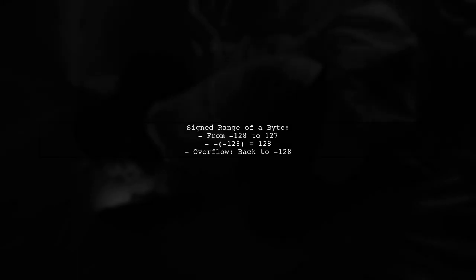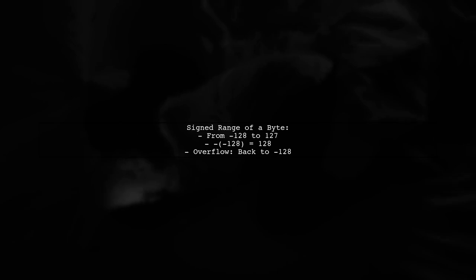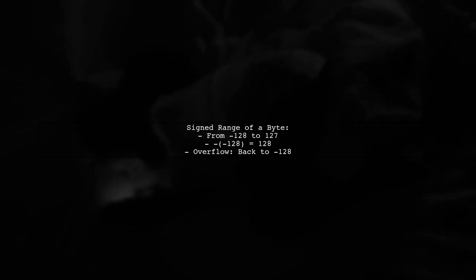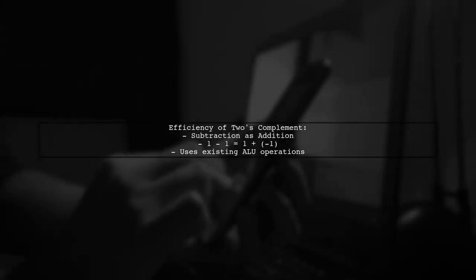In an 8-bit signed range, numbers go from -128 to +127. When you calculate -128, it overflows back to -128. Using 2's complement simplifies subtraction. Instead of a separate circuit, it allows subtraction by adding the 2's complement of the second number, making it more efficient.